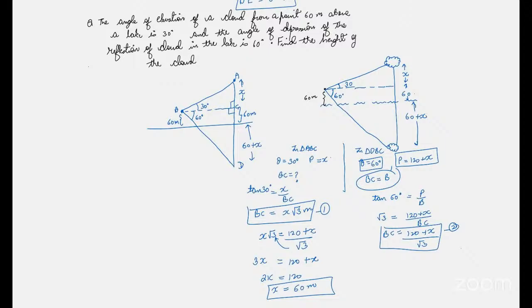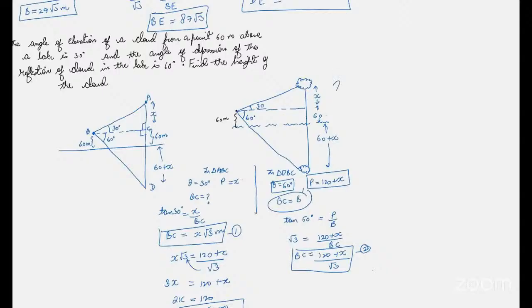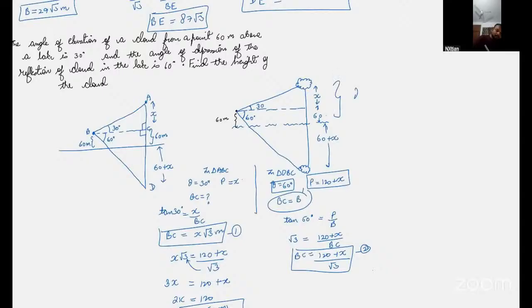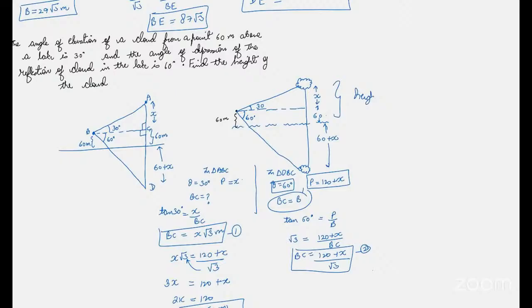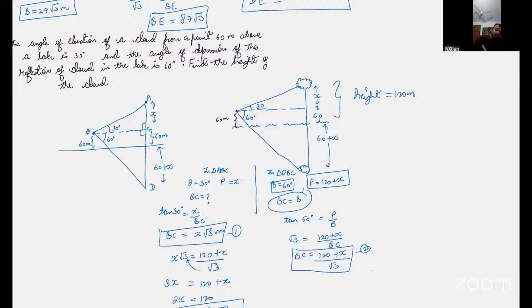Sir, listen. The value of x has come out, so now we have to put it in everything. If I calculate the height, the height of the cloud from the lake is 120 meters. Yes, it will be 120 meters because x plus 60 is there. So x plus 60 means 60 plus 60, which will be 120 meters.